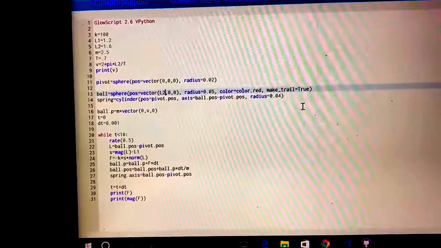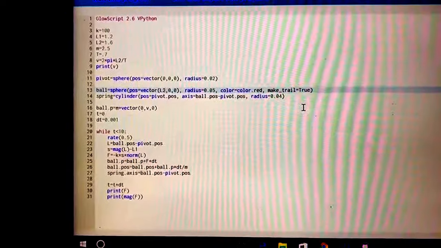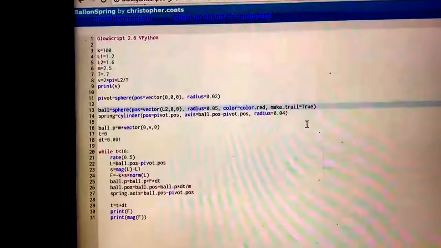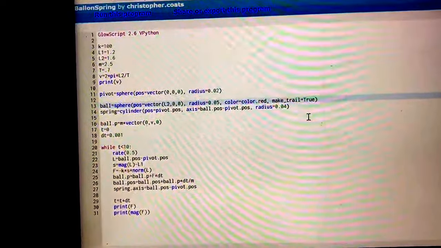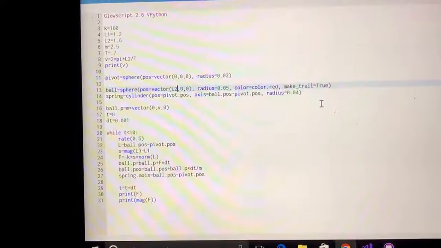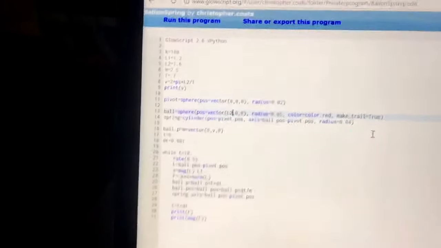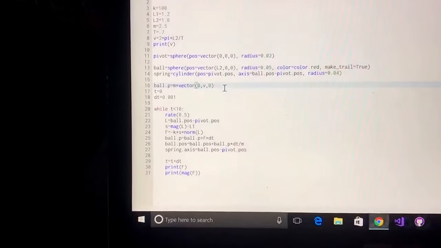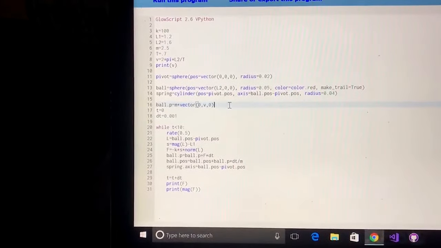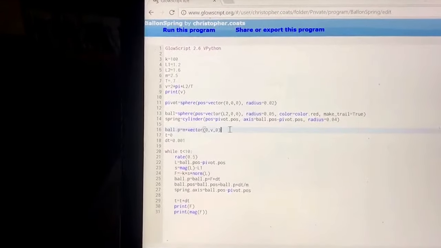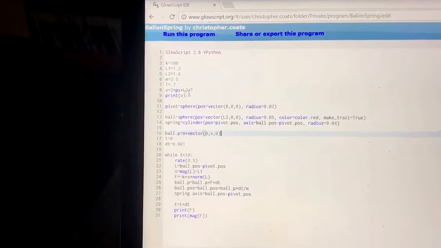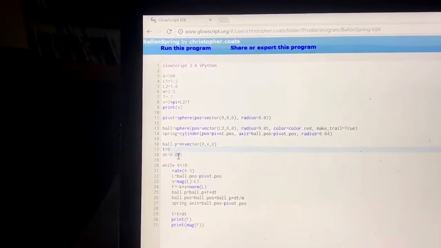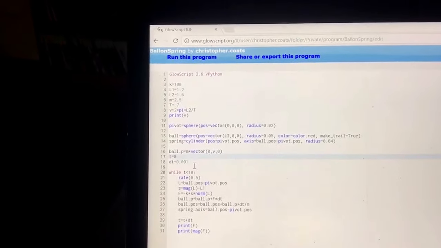And the spring itself, I made a cylinder instead of a helix just because personally I prefer the cylinder. And its position makes it look like the pivot is attached to the ball. So then over here you have ball.p equals the mass times the vector of 0, v, 0, and v is already defined up here. So then you have the initial time is 0, and then the change in time is 0.001.